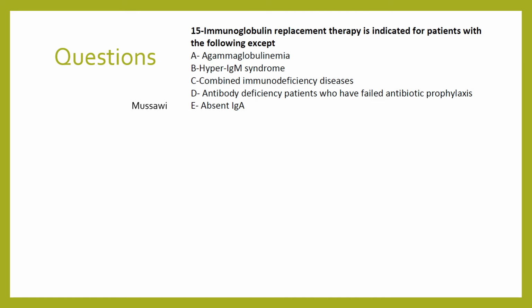It also is seen in families with common variable immune deficiency. Next, immunoglobulin replacement therapy is indicated for patients with the following except, of course, the answer is E. Absent IgA, allergic reactions to IVIG can occur in patients with absent IgA.